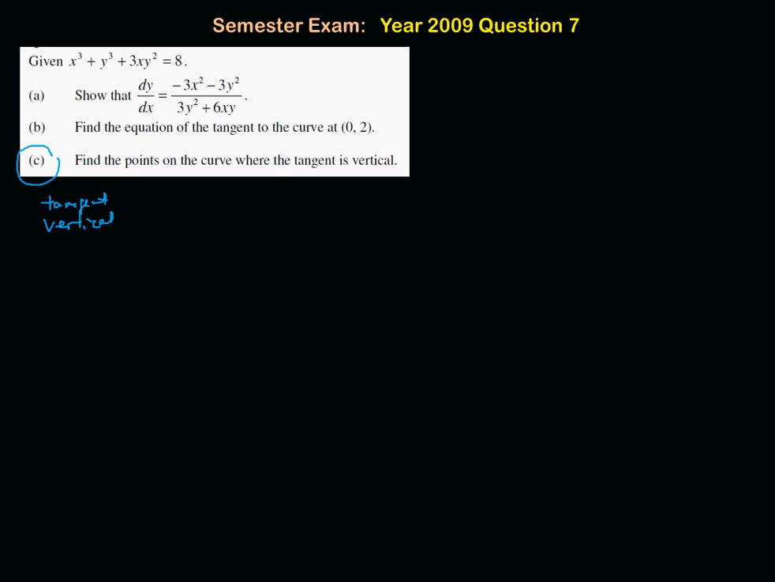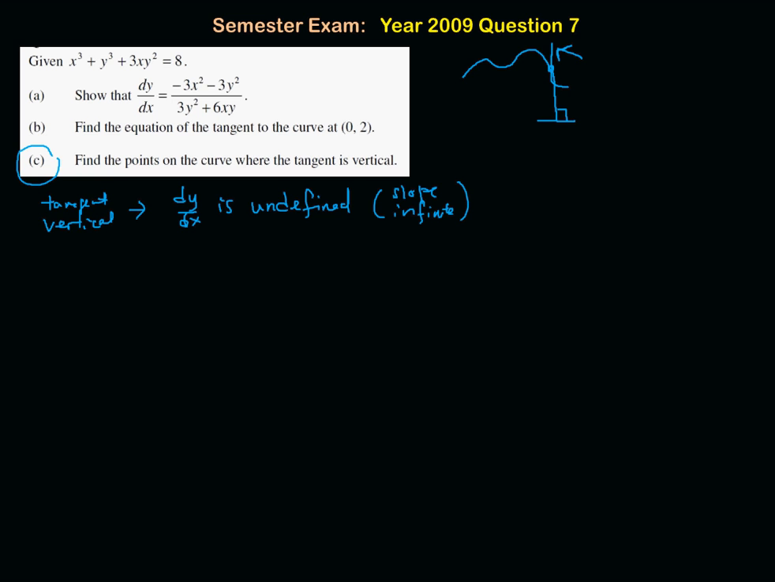it means that you have a curve, something like this, and you sketch a tangent at a certain point. The tangent is vertical, and the slope of a vertical line is infinite. In other words, dy/dx is undefined. Right, we talk about the slope being infinite, so dy/dx is undefined.